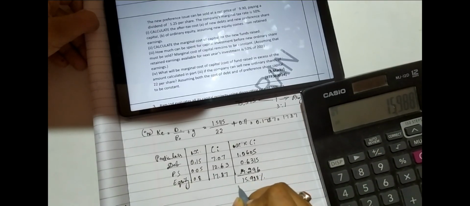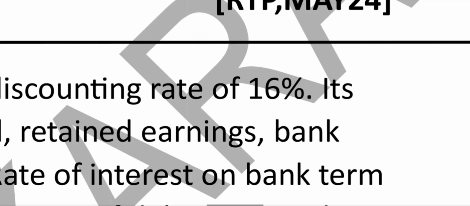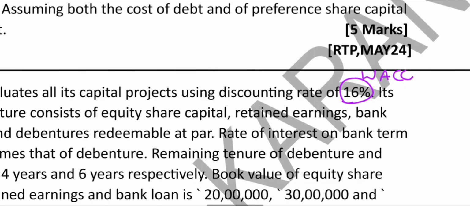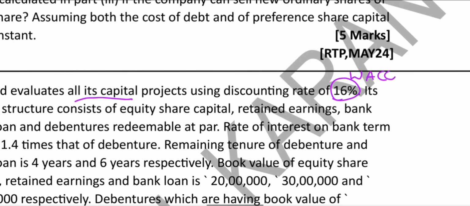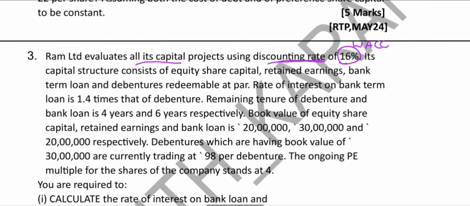15.988%. Now the next question: Ram Limited evaluates all its capital projects using a discounting rate of 16%. Here, what is 16%? It is the WACC, that is the weighted average cost of capital, because they have given that all its capital projects use a discounting rate. What is the discounting rate? It is 16%.